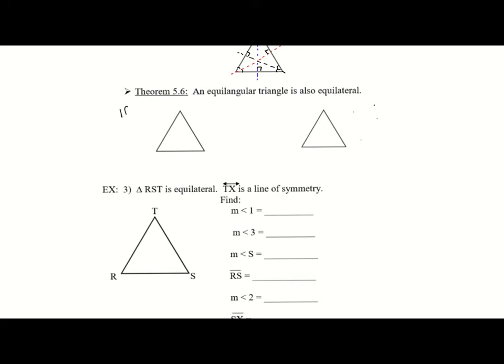This says if we know that our triangle is equiangular, all angles are the same, then we know all of our sides are the same, along with our angles. Okay, so if we know all the angles are the same, then we know all the sides are the same. Okay, so now let's look at an example.